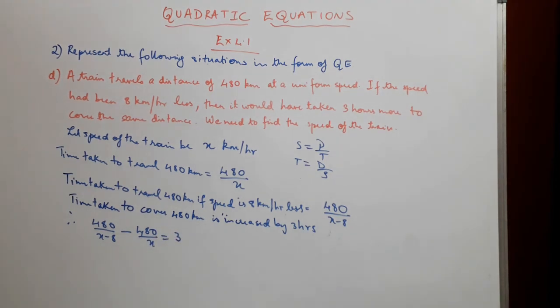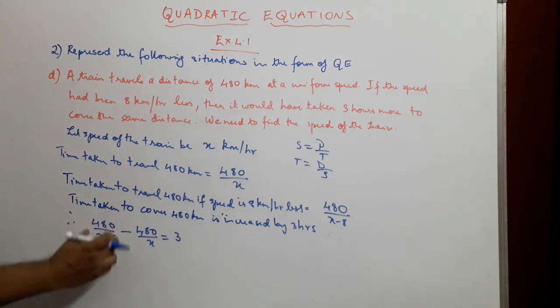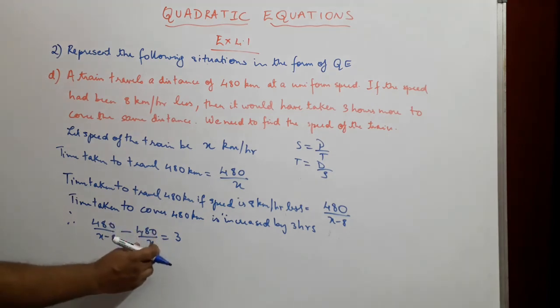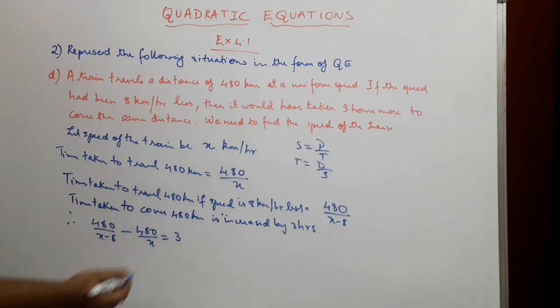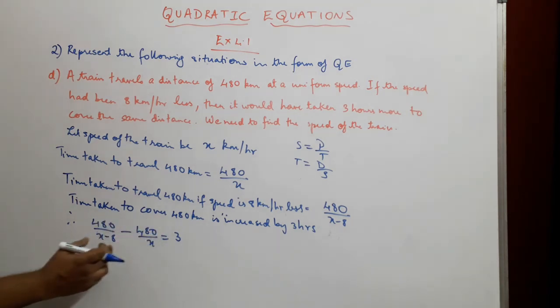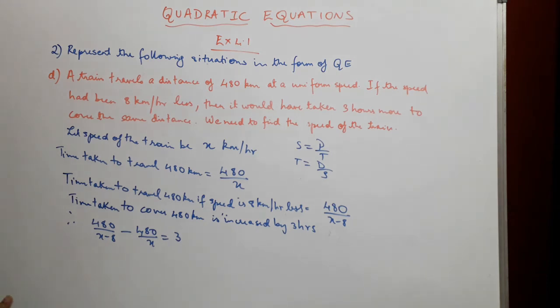Okay, see, the reason why we put minus over here is because the difference in their timings is 3 hours. This is the time taken when the speed has been decreased by 8 kilometers per hour, and this is the original timing. We got these by using speed is equal to distance upon time. So these are the 2 times and this is the difference between the times, and we say it takes 3 hours more. Okay, so now we just need to solve for this. So let's see how we can solve for this.